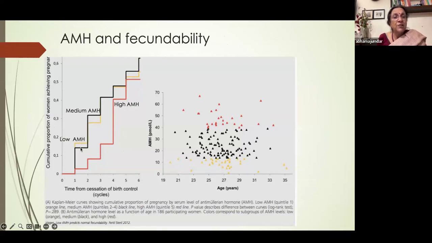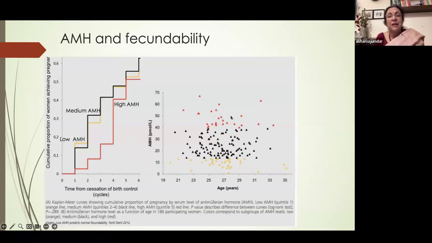So with a low AMH and a medium AMH, you see they are almost running parallel, the black and the yellow line. The one with high AMH has a lower fecundity and it is taking more time. Why? Because the cycles may not be regular.